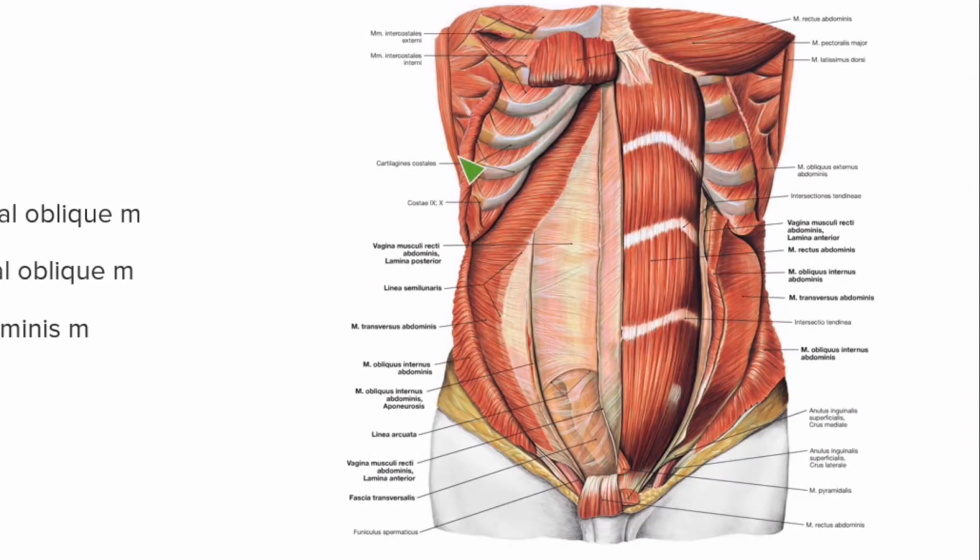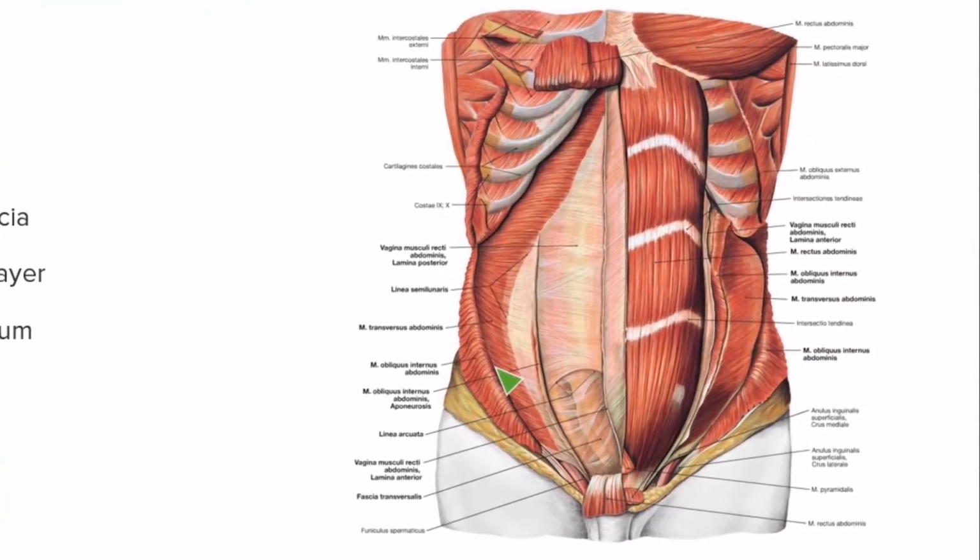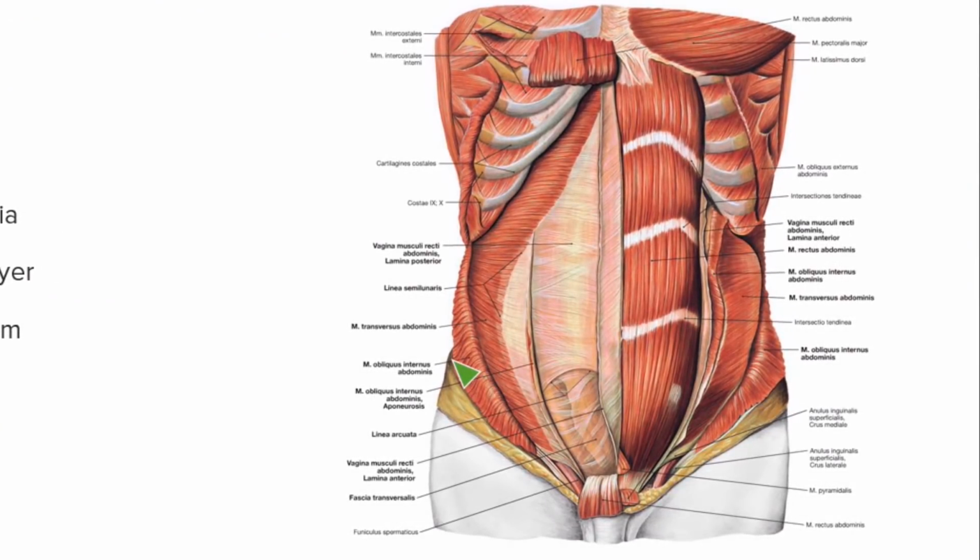Over here on the other side, we can still see those same components, external abdominal oblique. This is the internal abdominal oblique being reflected laterally. And then running deep to that is the transversus abdominis. Layers deep to the muscle layers include the transversalis fascia, the extraperitoneal layer, as well as the parietal peritoneum. Based on how this illustration is presented, we are going to concentrate more underneath the rectus abdominis, but these three components extend laterally as well.